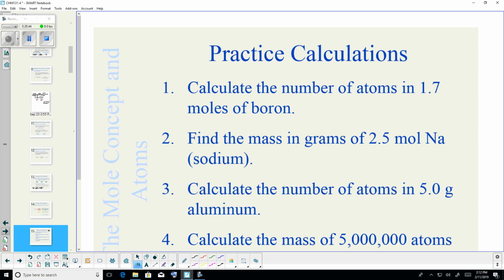Problem 2, find the mass in grams of 2.5 moles of sodium. So for problem 2, where are we starting? Moles. Where are we ending? Grams. Multiplied by the molar mass. Molar mass of sodium is 22.9, or essentially 23. So it'd be 2.5 times 23, 46, 46, and 16 is 62 and a half.